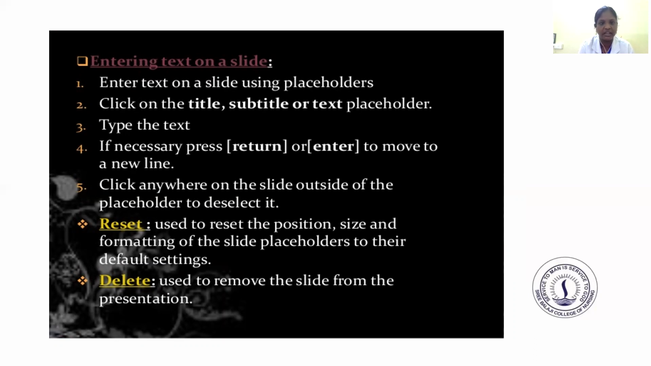I repeat once again. Enter text on a slide using a placeholder. Click on the title, subtitle, or text placeholder. Type the text. If necessary, press Return or Enter to move to a new line. Click anywhere on the slide outside of the placeholder to deselect it.